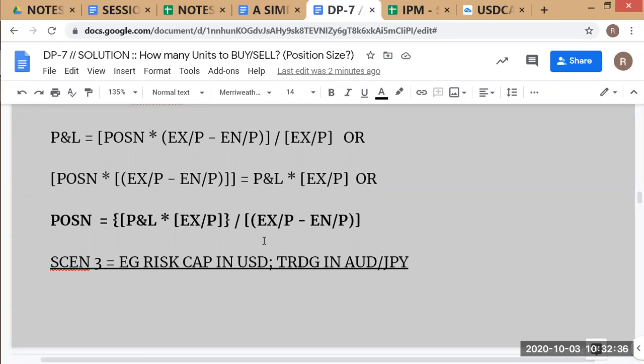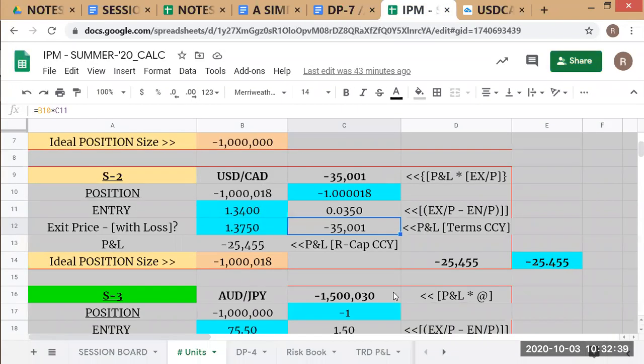Okay, so we have done this modeling here, scenario 2, where I put this as the maximum risk per trade. And have I put the P&L? Yeah, so the P&L in terms of the risk capital currency is just 25.455K, okay, let's put it this way. That's the P&L.